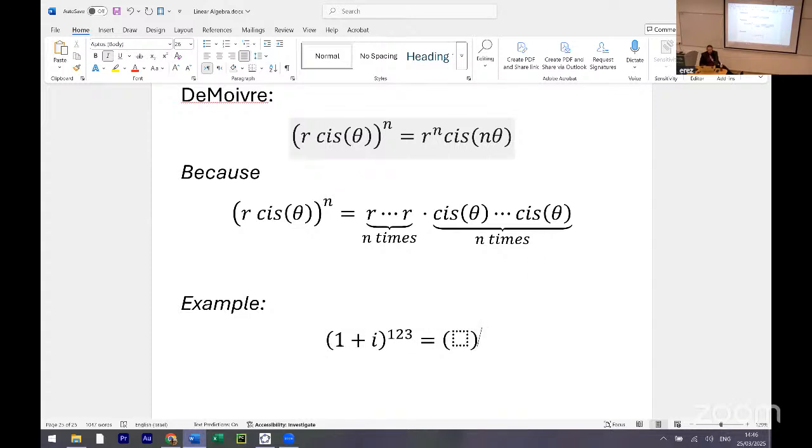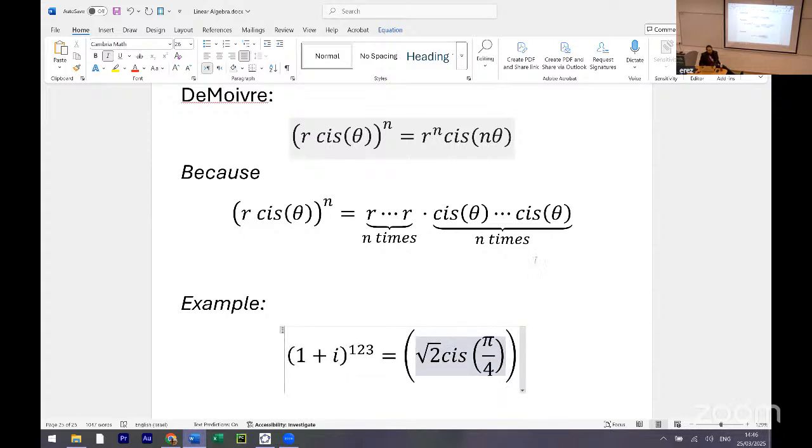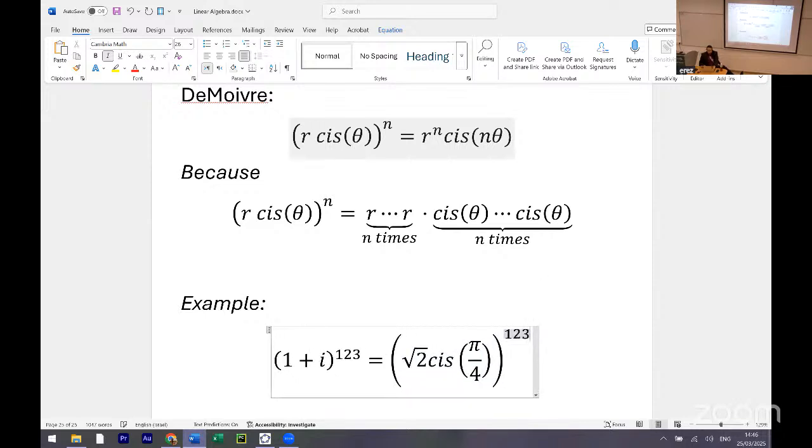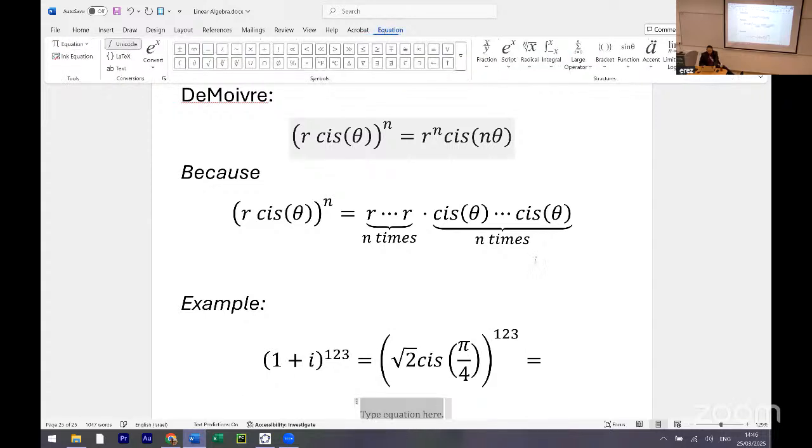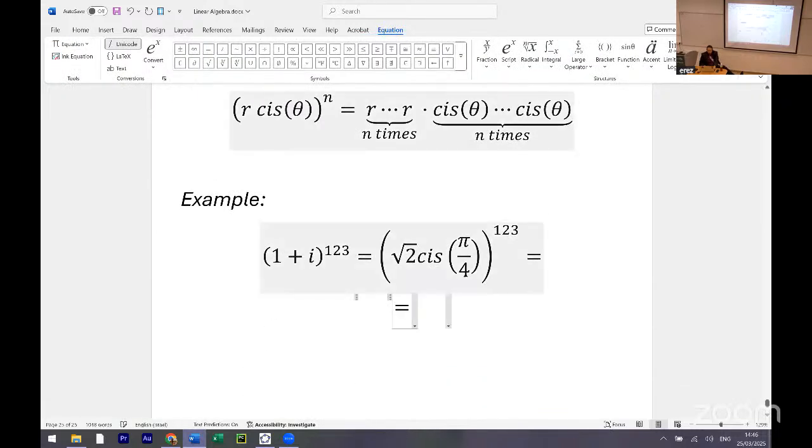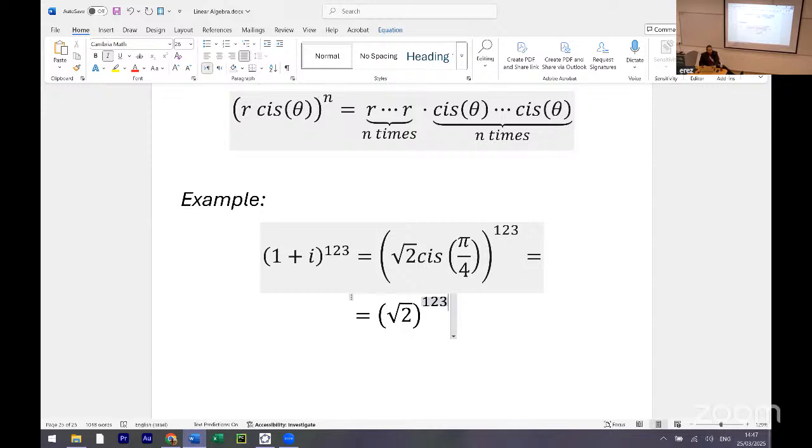And again, I'll remind you that we already know the geometric form of this number is the square root of 2 times cis of pi over 4, to the power of 123. So the absolute value, the distance of the number, is simply square root of 2 to the power of 123. I can write it's 2 to the power of 61.5, right? Nothing more than that.